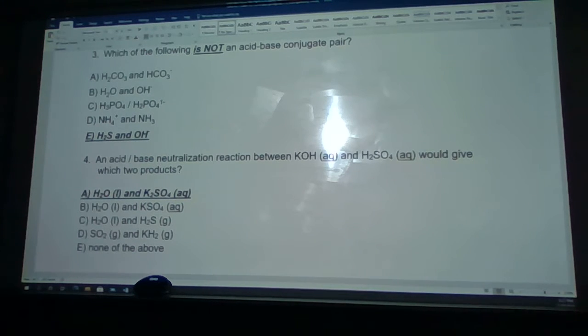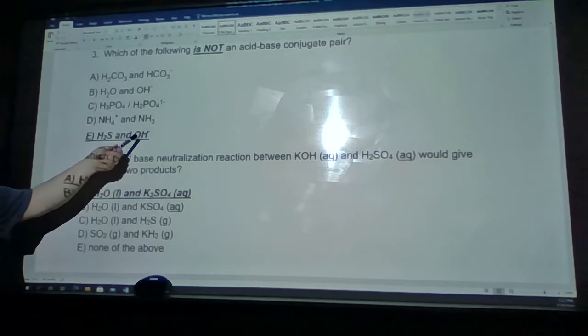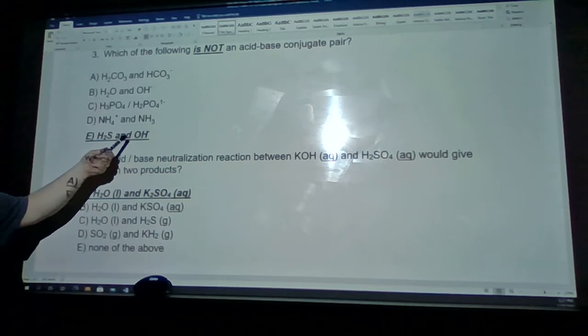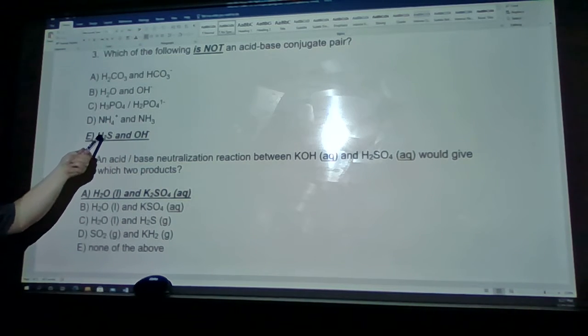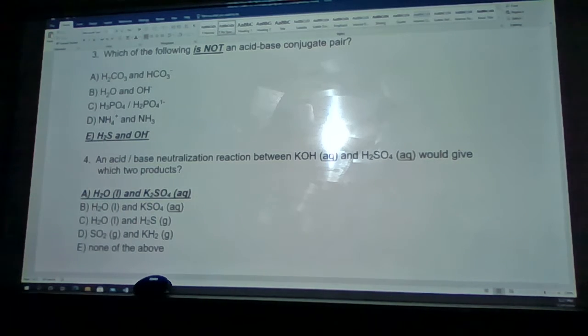H2S and OH minus, well, if H2S loses a hydrogen, it becomes SH minus, not OH minus. So H2S is an acid, but OH minus is not the conjugate base of H2S.